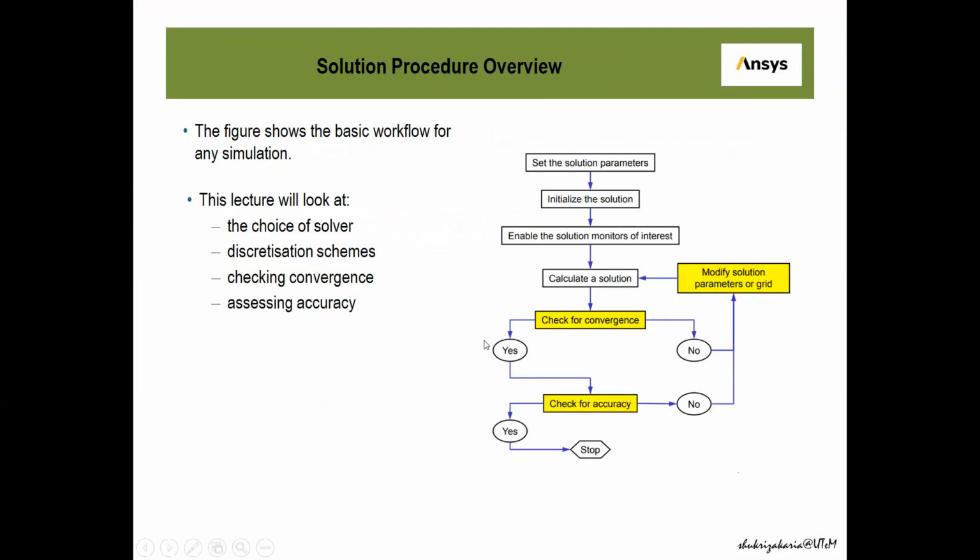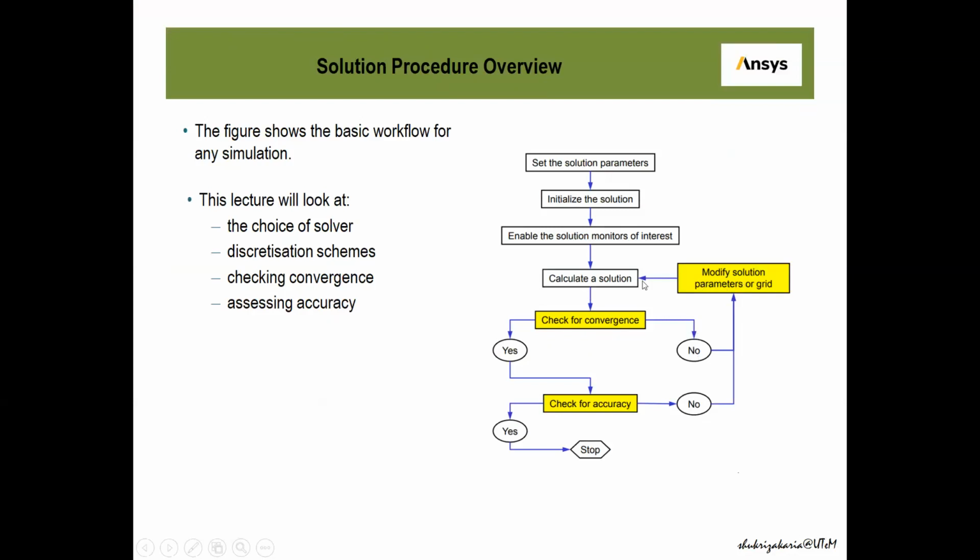So we set the solution parameters, we initialize the solution, and we enable the solution monitor of interest. Let's say, like what you do in MMCD, if you want to view the flow rate or view the temperature, you can view it. Then we calculate the solution and check for convergence. If it does not converge, we need to modify the solution parameters or grids.